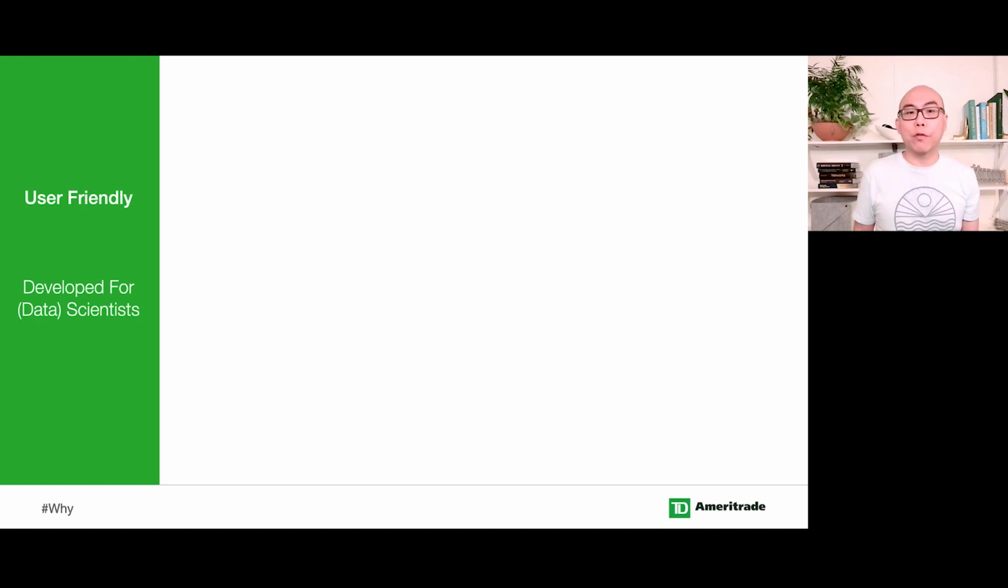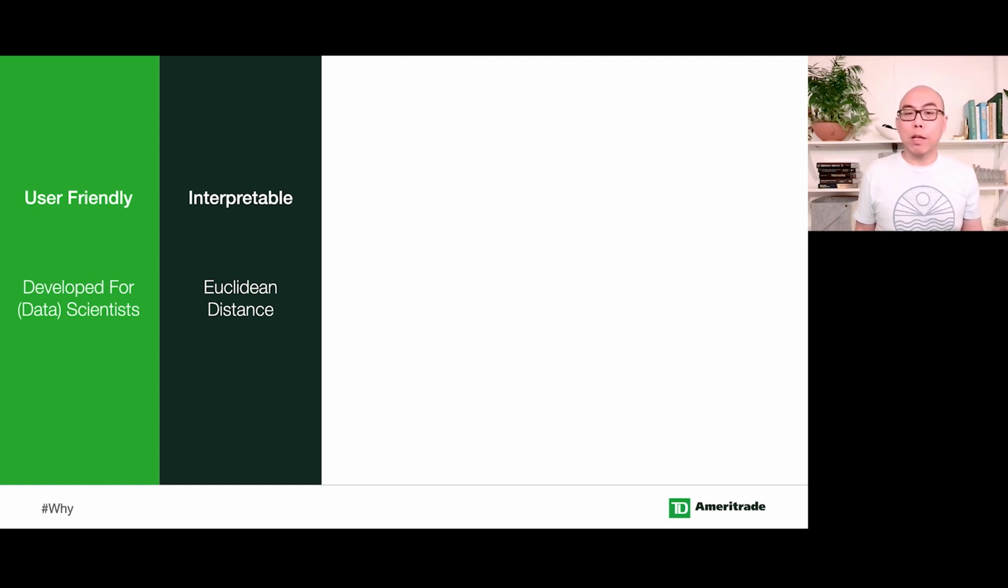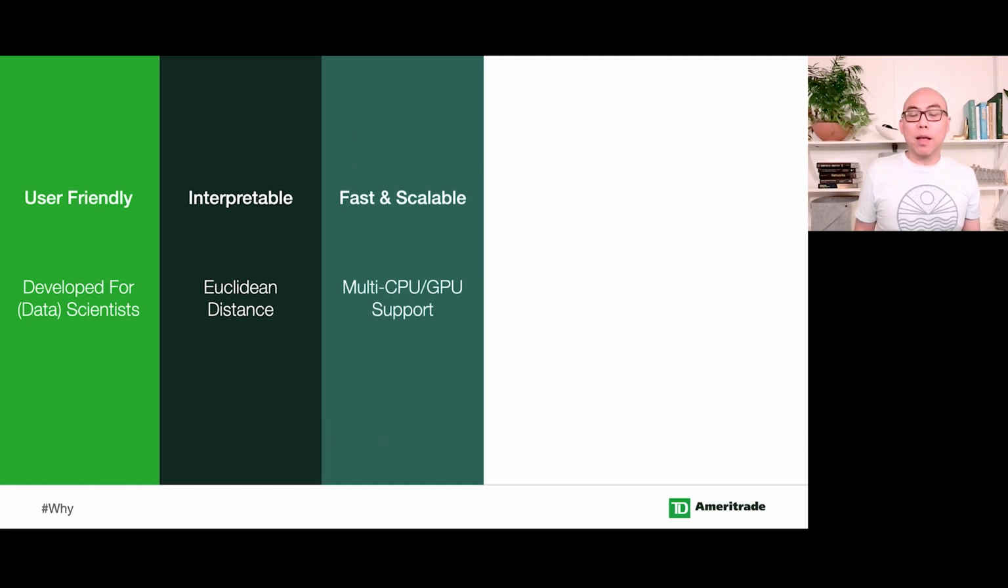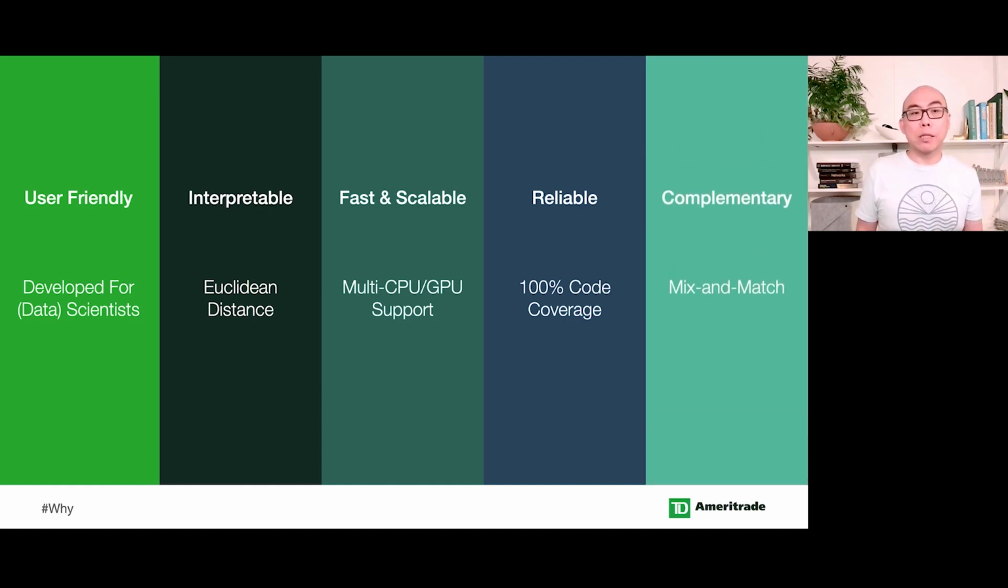First, STUMPY is super user-friendly. It's developed for data scientists by data scientists. And also, STUMPY is very interpretable. If you understand Pythagorean theorem, Euclidean distance, you've got this. But more importantly, STUMPY is fast and scalable. So we have multi-CPU and multi-GPU support out of the box without any additional dependencies. And STUMPY is highly reliable with 100% code coverage always. And it also is highly complementary.